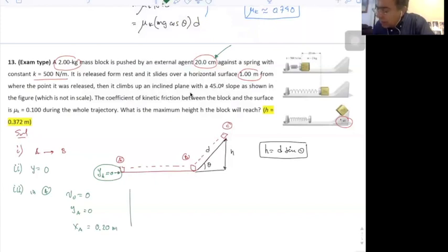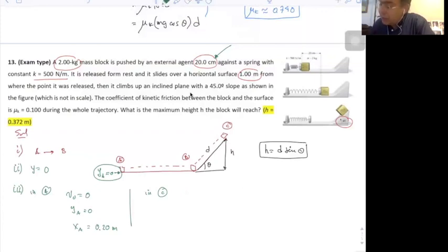So that's A. In B, we don't care. And in C, the final point, we have the height. H is going to be, we don't know it. However, it's going to be d sine theta, which is an unknown. Well, actually, okay, let's go step by step.